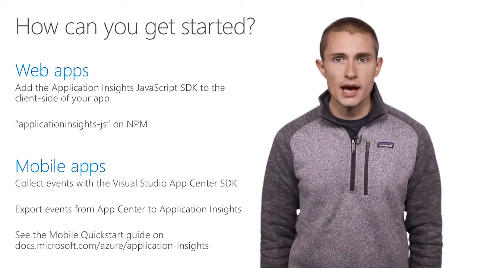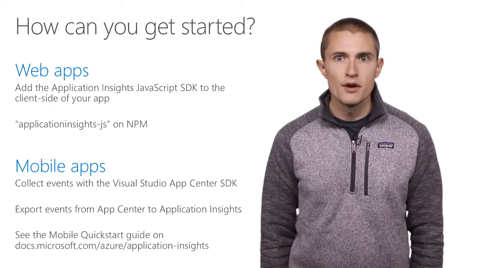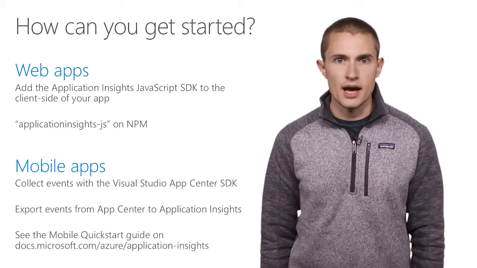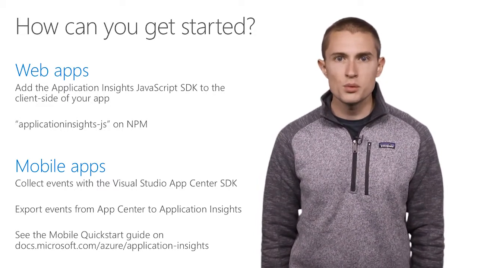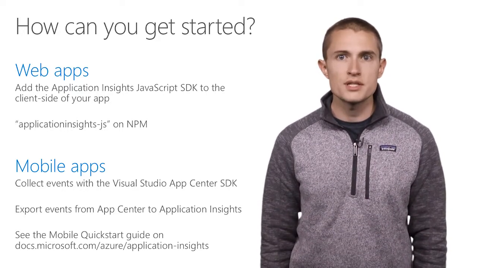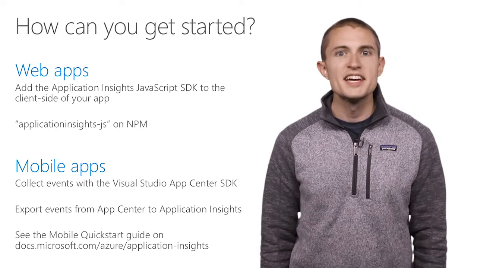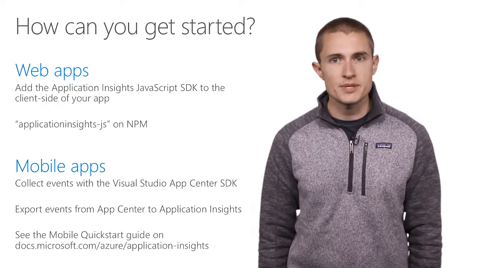If you have a mobile app, you'll send telemetry to Application Insights through App Center. First, add the App Center SDK to your app. There are SDKs available for Xamarin, iOS, Android, Universal Windows, and React Native. Next, write code to send custom events from your app. Finally, set up App Center to Application Insights Export in the Settings tab of App Center.